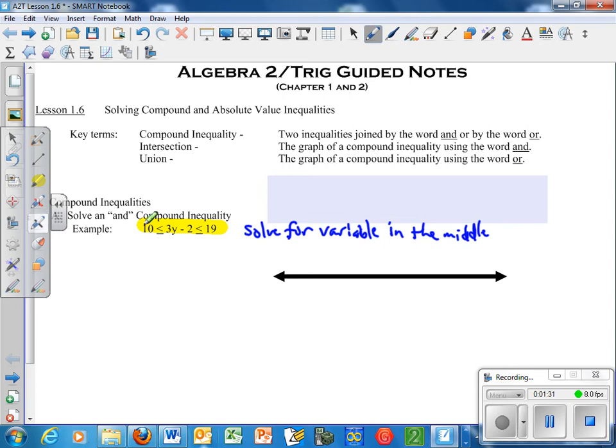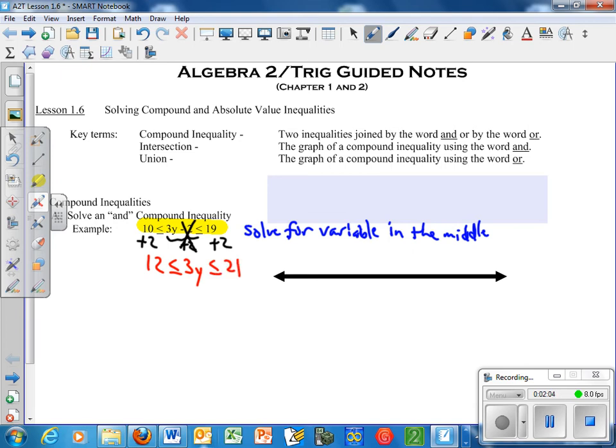So, how do we do that? Notice what I have right here. I have 3y minus 2. I have a multiplication and a subtraction in there, so I undo the subtraction of 2 first. So I want to add 2 to get rid of it right here. Now, you have three parts to this. You have a left, a middle, and a right, so you need to add 2 in all three parts. Okay, so here's what I'm left with. 12 is less than or equal to 3y, which is less than or equal to 21 when I add 19 and 2.